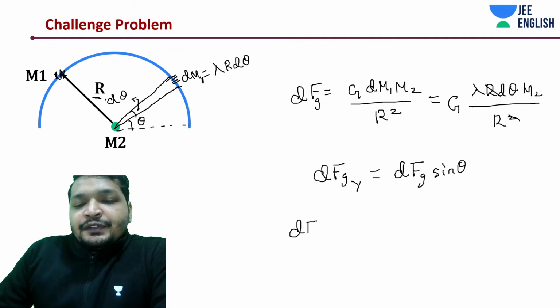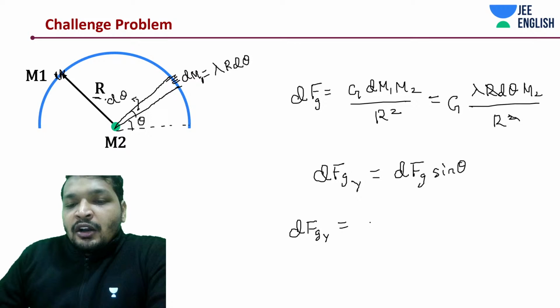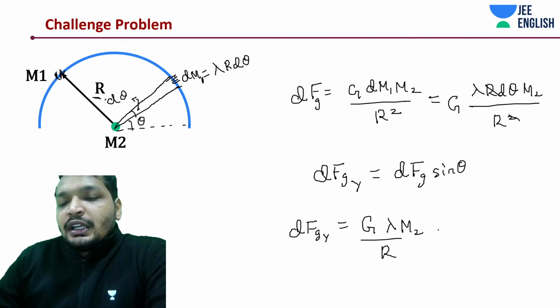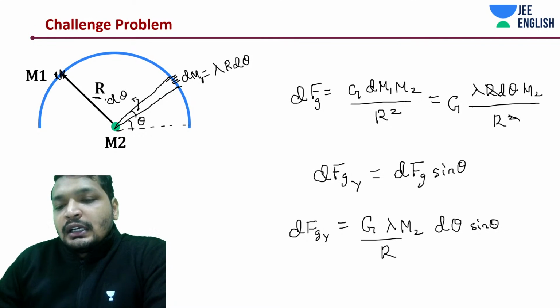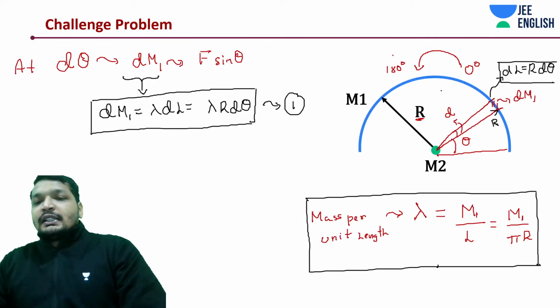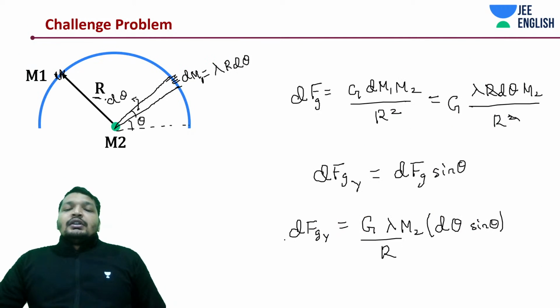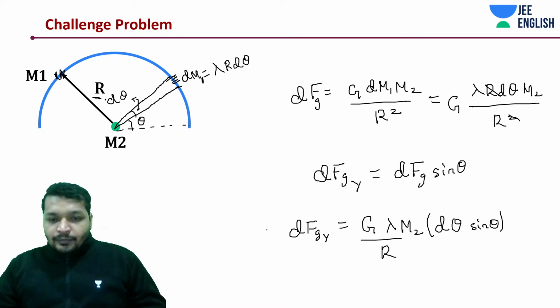So dFy is what we are concerned about, and this is going to be how much? G into lambda into r, the r gets cancelled out, so there would be an r in the denominator, into m2, which is also a constant, into d theta sine theta. This needs to be integrated from 0 degrees to 180 degrees. Okay, shall we move on?